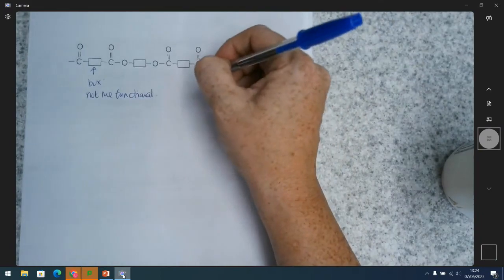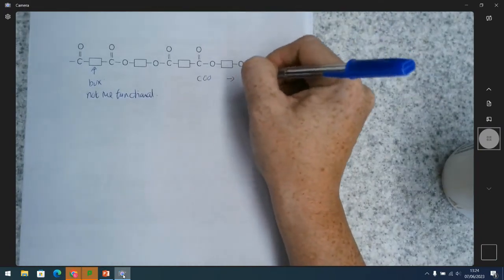As you can see here, I've got my Q. So I've got my Q, so that tells me it's an ester.